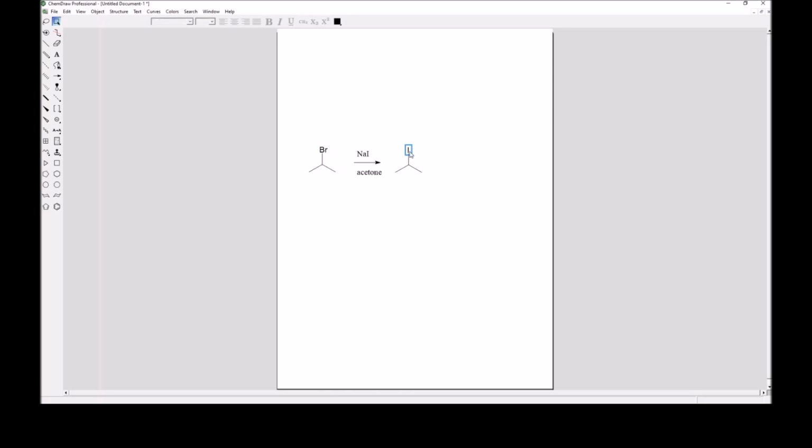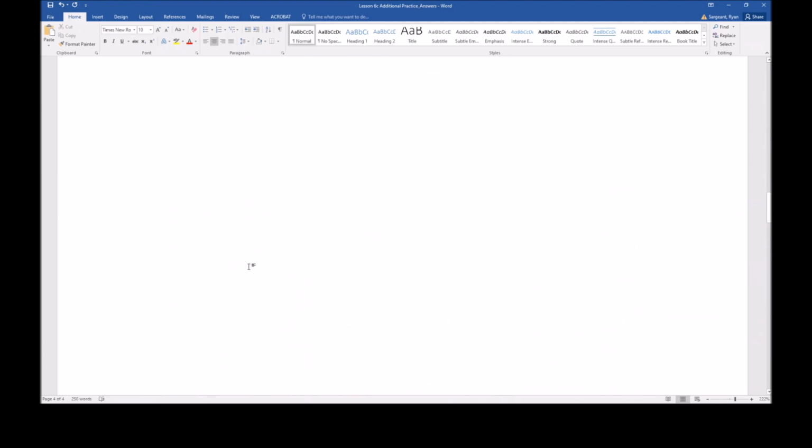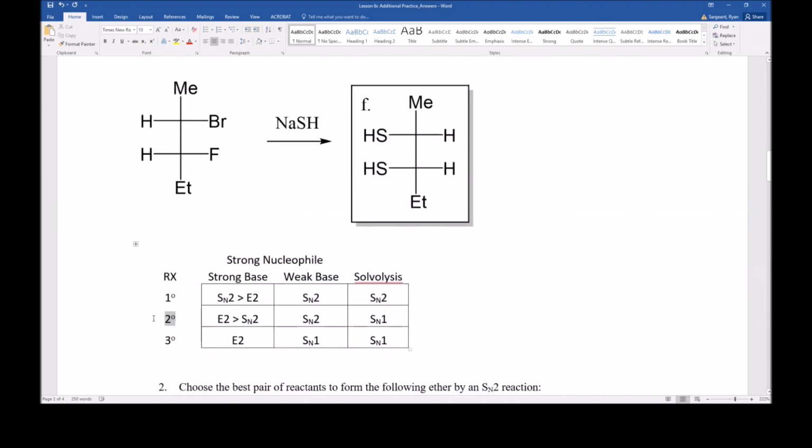They ask, why can this happen? Well, this is a pretty straightforward Sn2 reaction. A secondary alkyl halide in the presence of a strong nucleophile that is a weak base. Let's go back and look at that on the table. A secondary alkyl halide in the presence of a strong nucleophile that is a weak base will go Sn2.